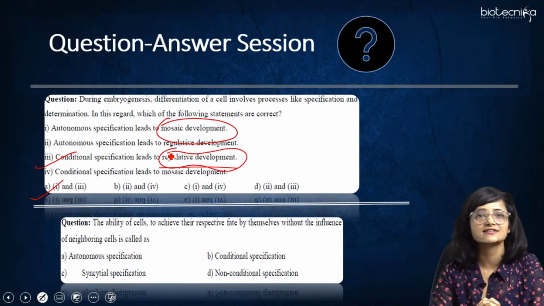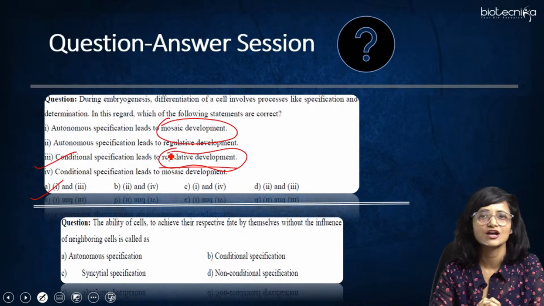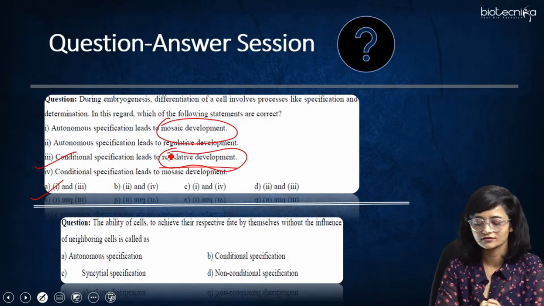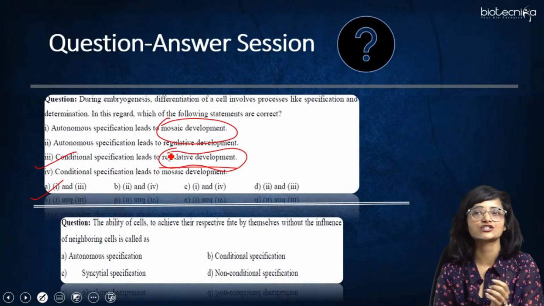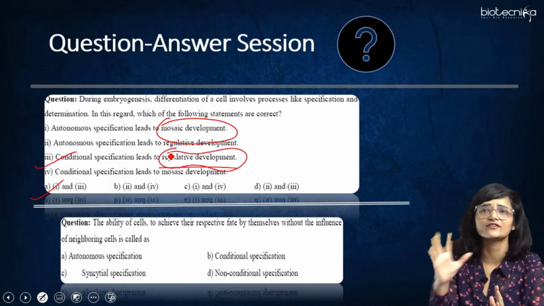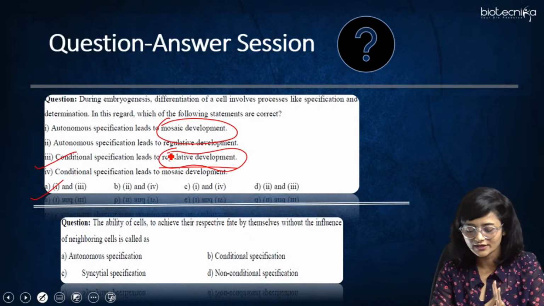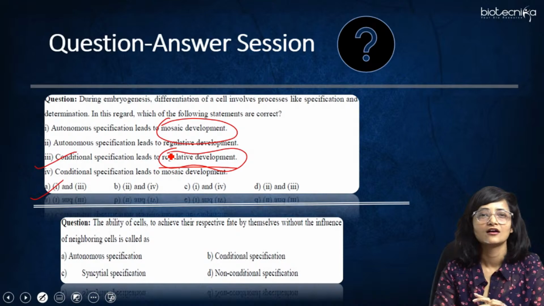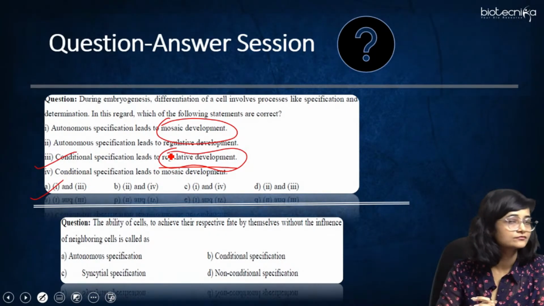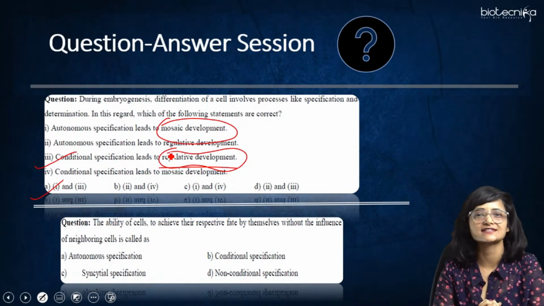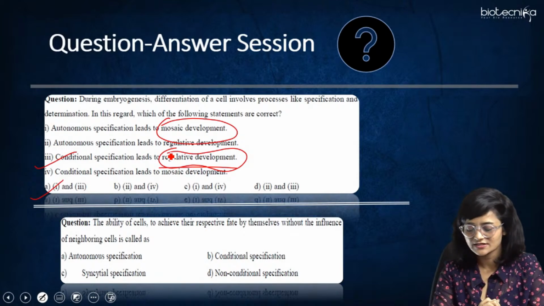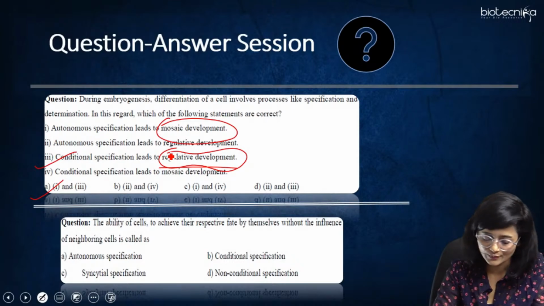Okay. The second question says the ability of the cells to achieve their respective fate by themselves, without the influence of the neighboring cells, is called. This kind of specification, what is it called? It is not influenced by the external factors or the influence of the neighboring cells. So which particular specification is considered for this question? First, autonomous specification; second, conditional specification; third, syncytial specification; and the last one, non-conditional specification. So which option would be correct here?